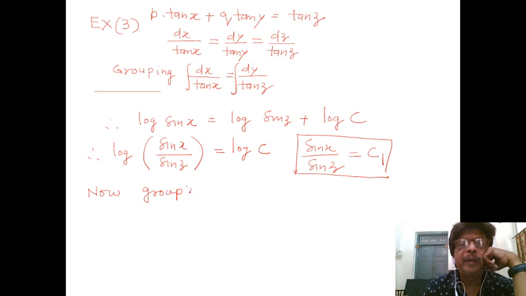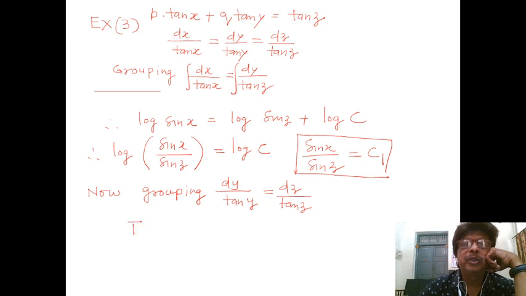You can group any pair you wish, grouping dy upon tan y. I am grouping second with third, equal to dz upon tan z. If we have grouped this, I have got sin x upon sin z, the solution of this group is sin y upon sin z is equal to C2.